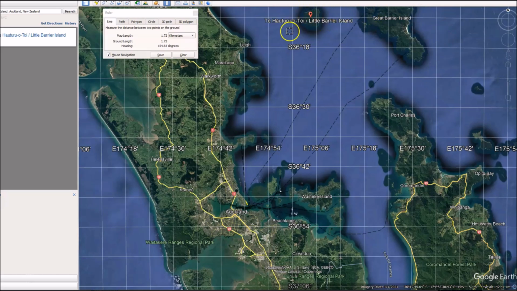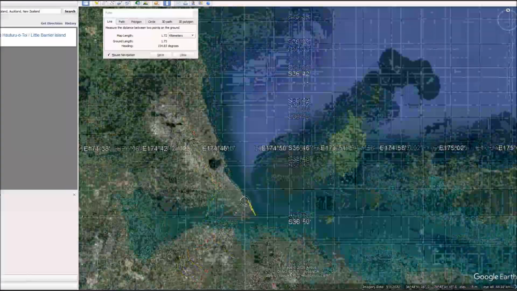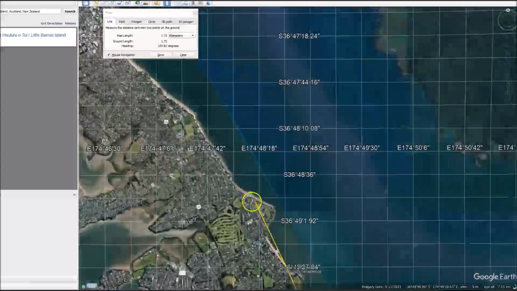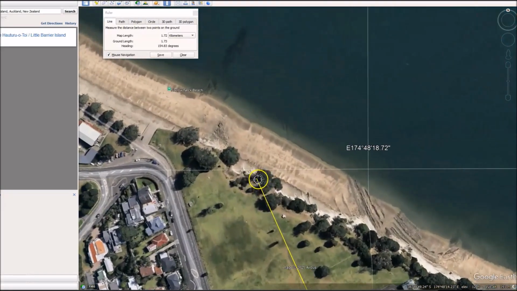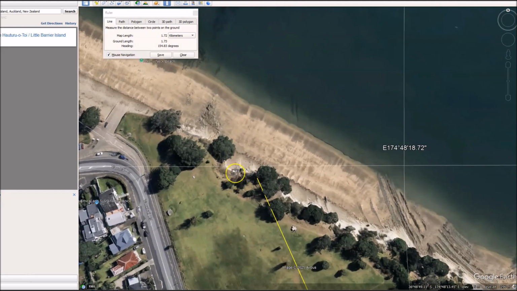Little Barrier Island is the island that we see off in the distance beyond the horizon in the IconScienceThat video. And the observer location was down here at a spot called Fort Takapuna, right where I've got that little yellow line going. It was right in here. So for a start, we've got the question of the elevation of the observer.